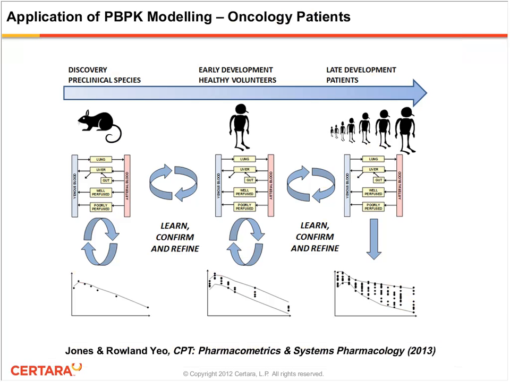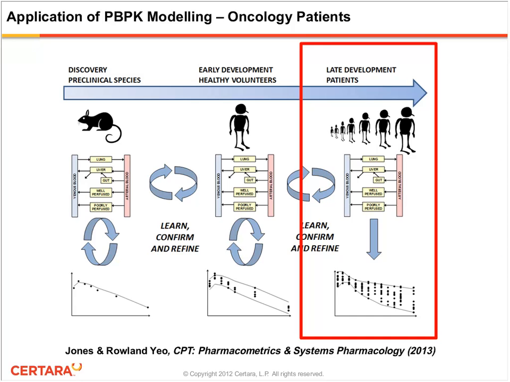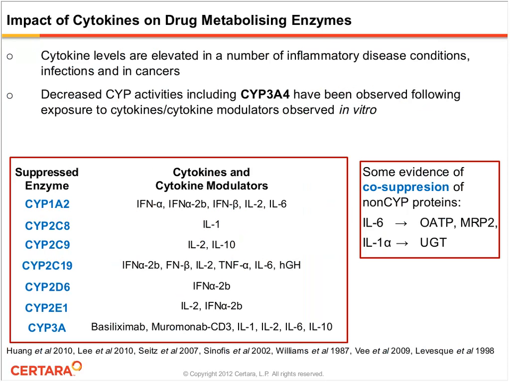So now, as we've said, all the discussion so far has been in healthy volunteers. And now, of course, what I'm going to talk about is application in oncology patients. What I didn't mention with the previous example is the impact of cytokines on drug metabolism enzymes. Cytokine levels are elevated in a number of inflammatory disease conditions, infections, and also in cancers. And decreased CYP activities, including CYP3A4, have been observed following exposure to cytokines in vitro. If we have a look down here, this is a suppressed enzyme. These are the cytokines and cytokine modulators that have an impact on these particular enzymes.